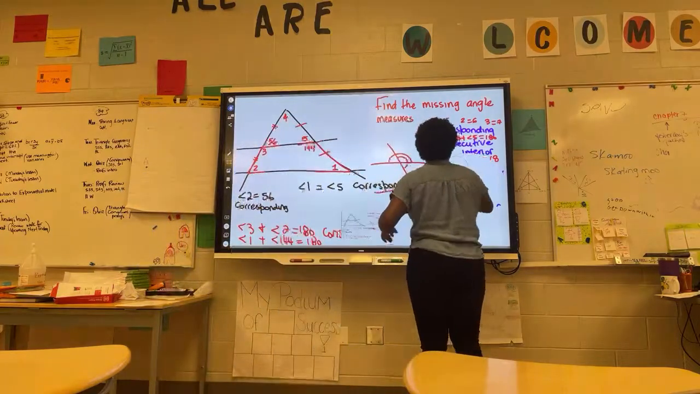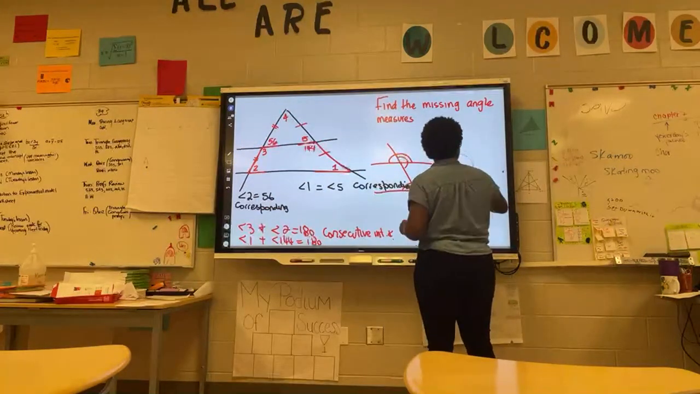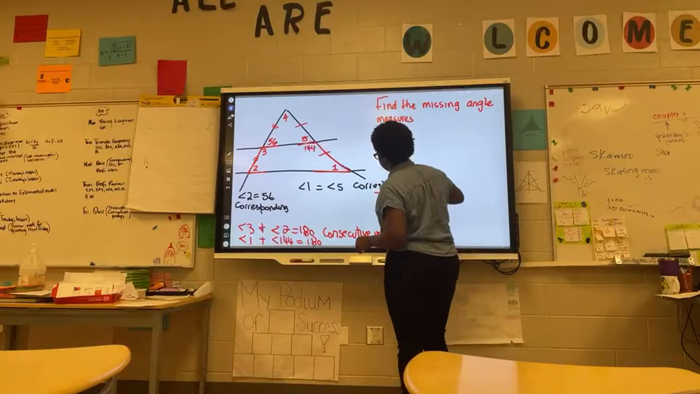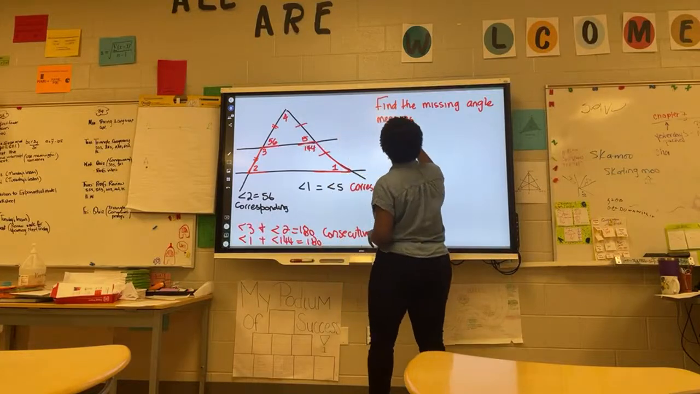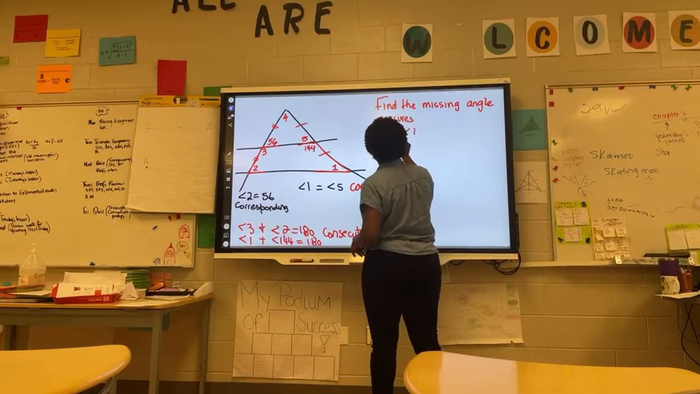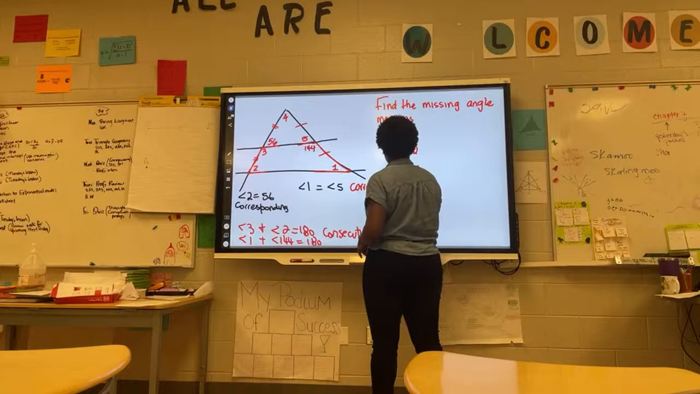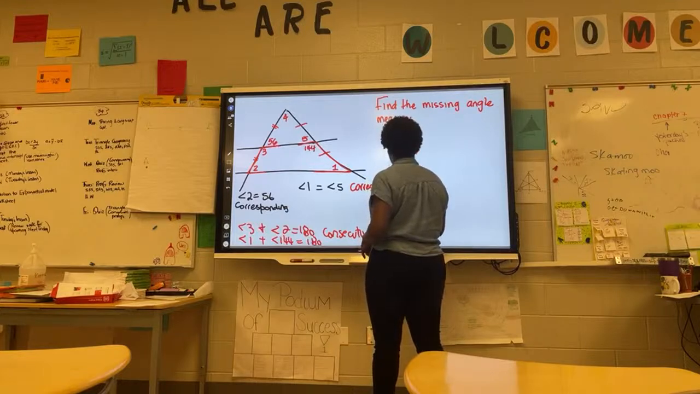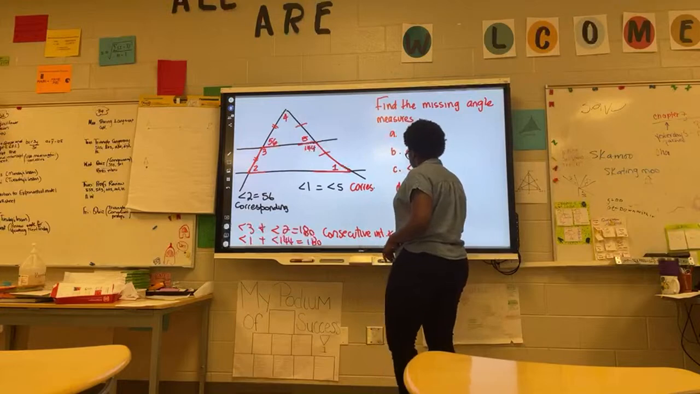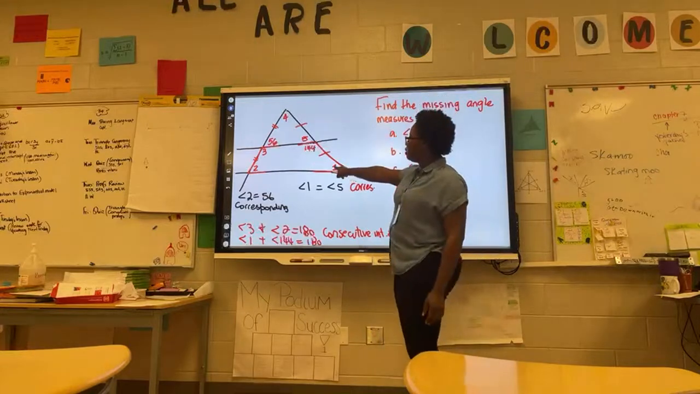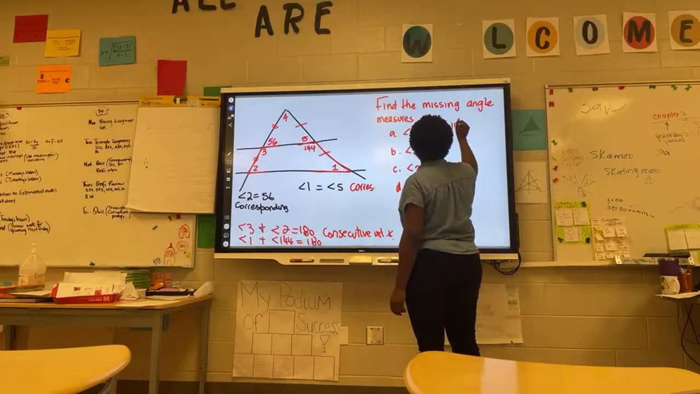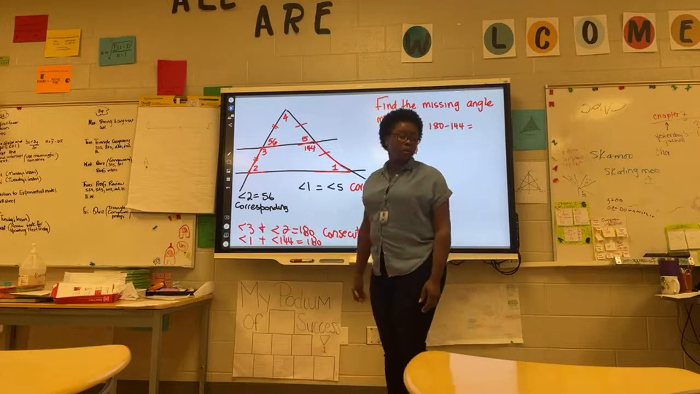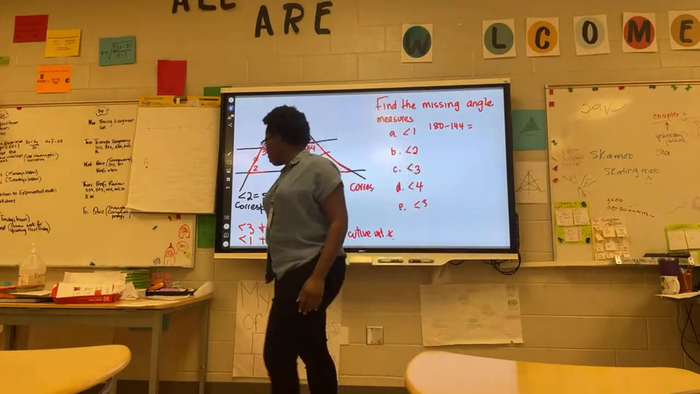So I'm going to erase this section where I explained the basic concept to you. I'm going to find angle 1, angle 2, angle 3, angle 4, and angle 5. So let's go. Angle 1 is the one that's down here. So I'm going to say 180 minus 144 to give us some number. Is that 30 something? I don't know. Let's see.